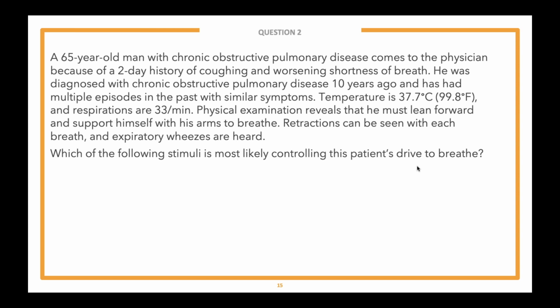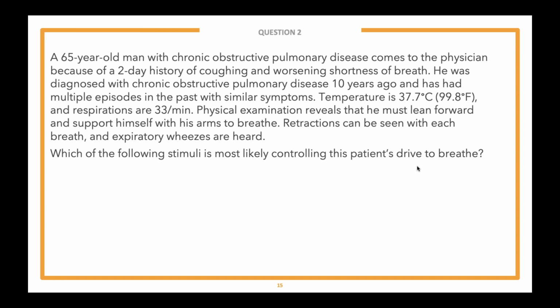A 65-year-old man with chronic obstructive pulmonary disease comes to the physician because of a 2-day history of coughing and worsening shortness of breath. He was diagnosed with chronic obstructive pulmonary disease 10 years ago and has had multiple episodes in the past with similar symptoms. Temperature is 37.7 Celsius or 99.8 Fahrenheit, and respirations are 33 per minute. Physical examination reveals that he must lean forward and support himself with his arms to breathe. Retractions can be seen with each breath, and expiratory wheezes are heard.